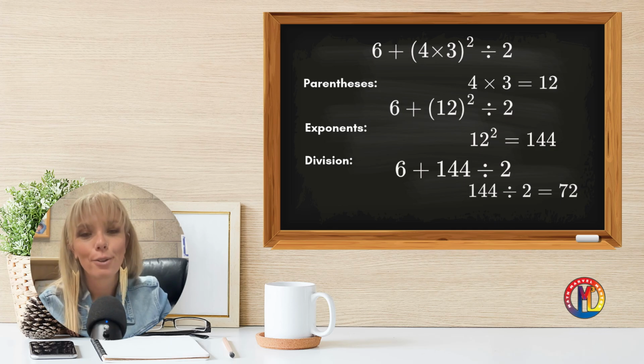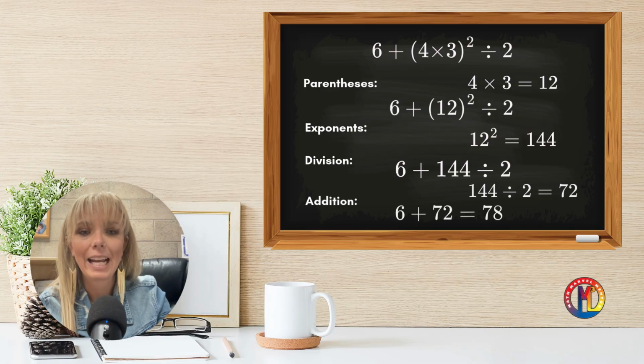And then we go through the rest of our acronym. Always Succeed, add or subtract. So lastly, we're going to add 6. So 72 plus 6 equals 78. So remember, multiplication doesn't always come before division. You go from left to right.